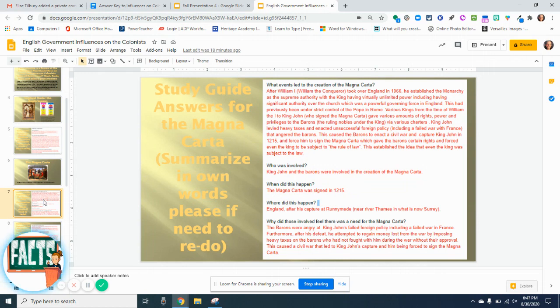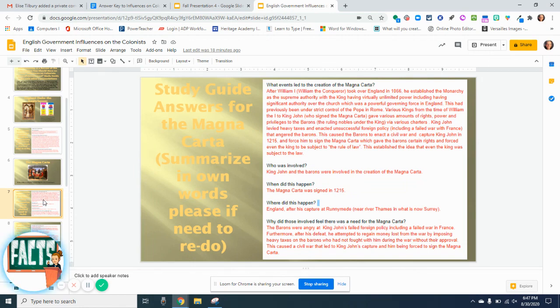King John levied heavy taxes and enacted unsuccessful foreign policy. So he attempted to go to war with France, basically, and this angered the barons, especially when he lost. He tried to get his money that he lost in the war back by taxing the barons that had not supported him in the war, and this made the barons very angry.